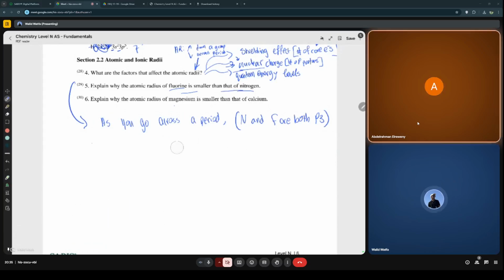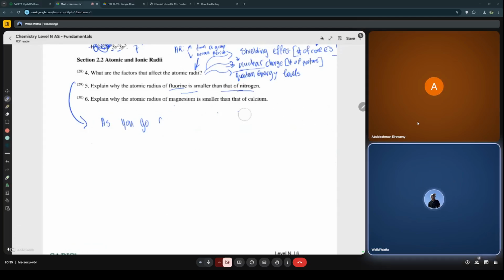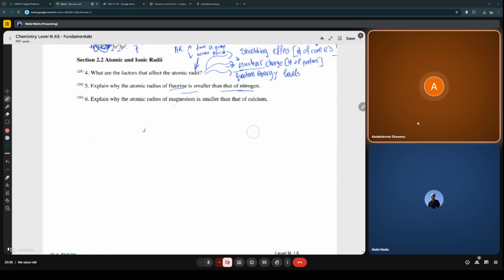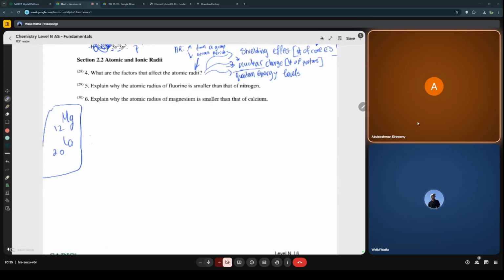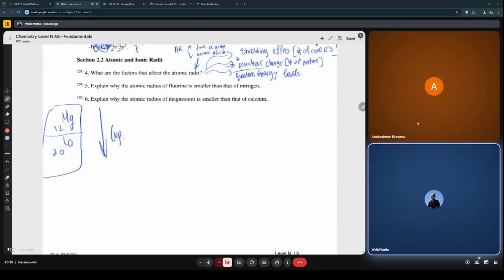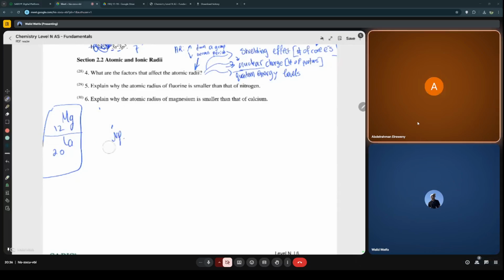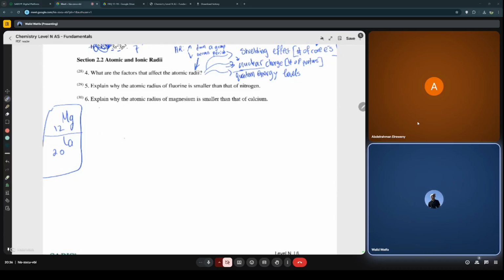Okay? The next one. What's the next one? Read 6 for me. Explain why the atomic radius of magnesium is smaller than that of calcium. Let's take a look. Magnesium, calcium. They're both group 2. So we're going down a what? Group. Let's take a look. As you go down a group, you have to say this.